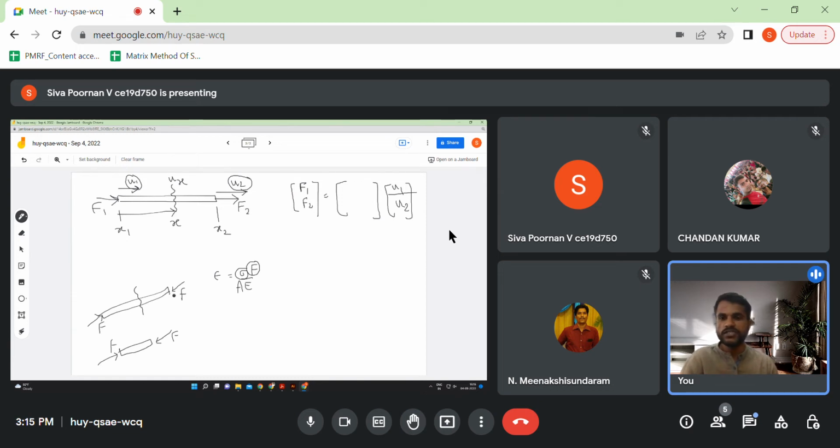If strain is constant, what will happen to displacement? How are strain and displacement related? Strain is nothing but the gradient of displacement, right? So du by dx is what? Strain, is it not? Since strain is constant, displacement will be a linear function.